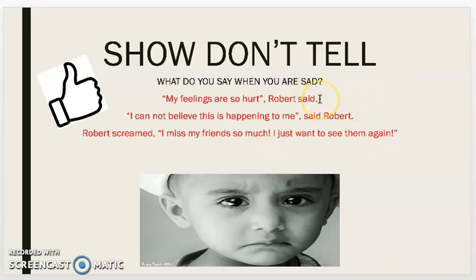If I read any of these three sentences in a writing piece, I would say, wow, this writer is really showing me how Robert feels. He did not tell me Robert is sad, but by reading these sentences, I know how Robert feels, and I know Robert is sad. This is a good way to show, don't tell also. And we use the question, what do you say when you are sad? That was our question that helped us write these sentences.